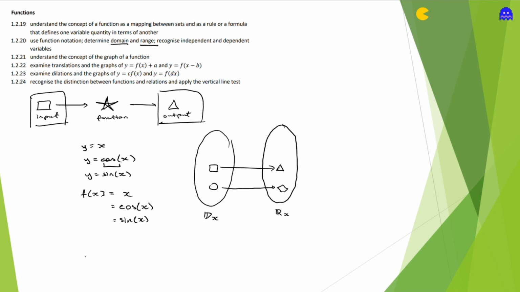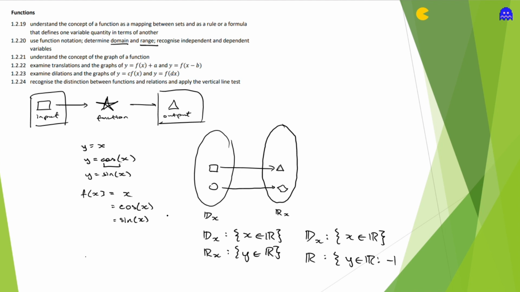In the case of your function y equals x, the domain is that x can assume any real number, and the range is that y can also assume any real number. If we look at cosine x though, we know that x can assume any real number. However, the y value is bounded by -1 up to 1. So our range of y is y is an element of R, where y is bounded between -1 and 1.